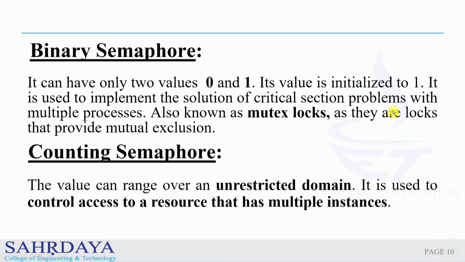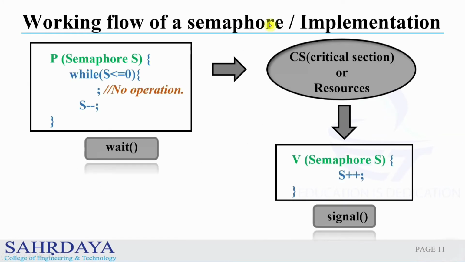To understand the working of a binary semaphore, we will take the working flow of a semaphore. Consider a scenario in which the critical section or the resources are not being used by any process initially. Now let us say that a process, say P1, is trying to access the critical section area or the resources. As I said, in a binary semaphore, the semaphore value is initialized to 1. So it checks the condition while S is less than or equal to 0. The condition is not satisfied and the value of S is decremented. So the value of the semaphore, which is initially 1, becomes 0, and process P1 enters the critical section area and uses the resources.